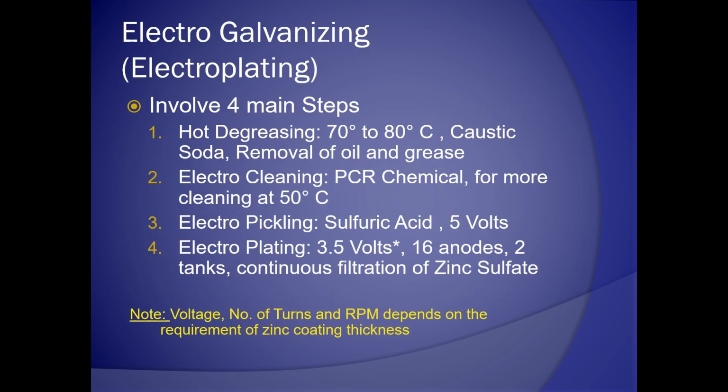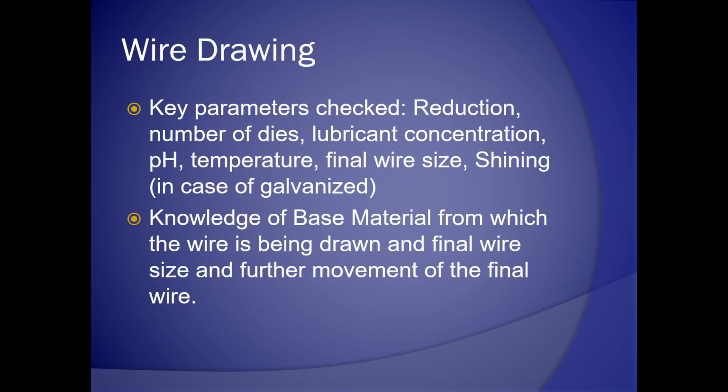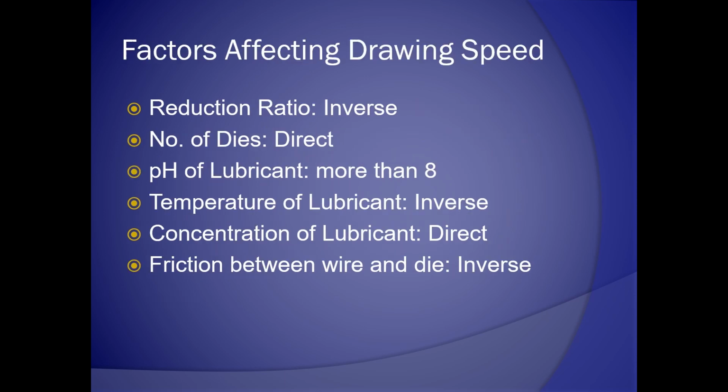Wire drawing. Wire drawing is a critical step that involves reducing the diameter of the wire through a series of dies. Key parameters monitored during this process include reduction, the number of dies, lubricant concentration, pH, temperature, and the final wire size. Understanding the base material and the intended final wire size is essential for a successful wire drawing process.